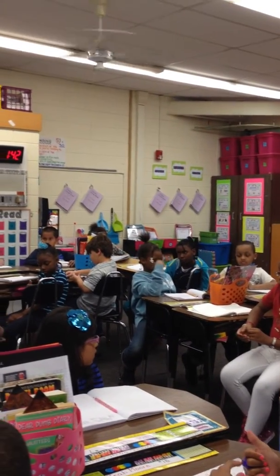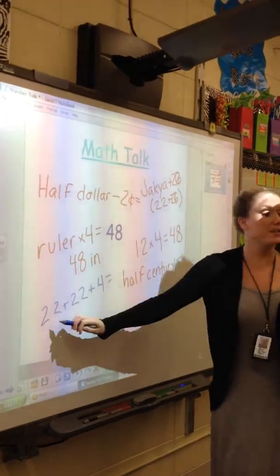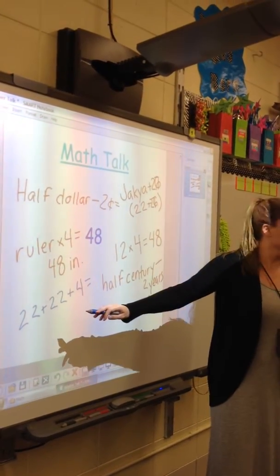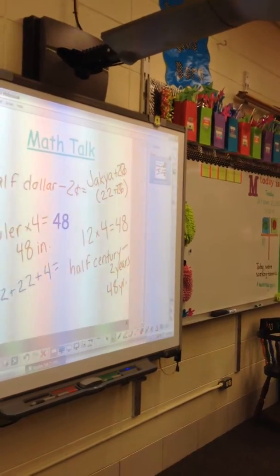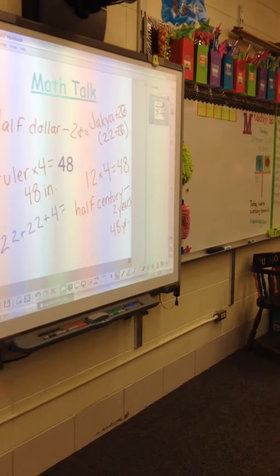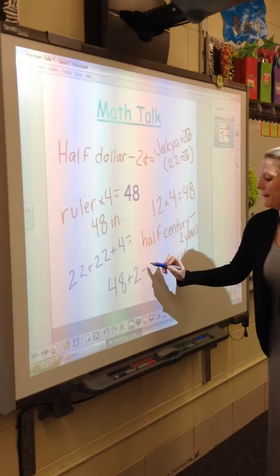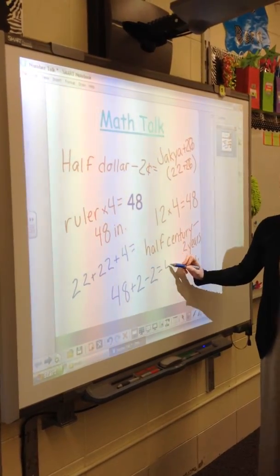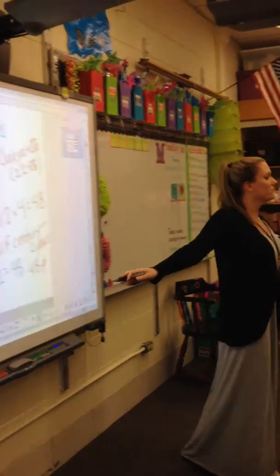Excellent. Group 5. Let's go around one more time. 22 plus 22 equals 44 plus 4 equals 48. 22 plus 22, what does that equal, everyone? 44. Plus 4 more equals? 48. Very good. Group 4. 48 plus 2 minus 2 equals 48. What's 48 plus 2? 50. Take away 2 is? 48.